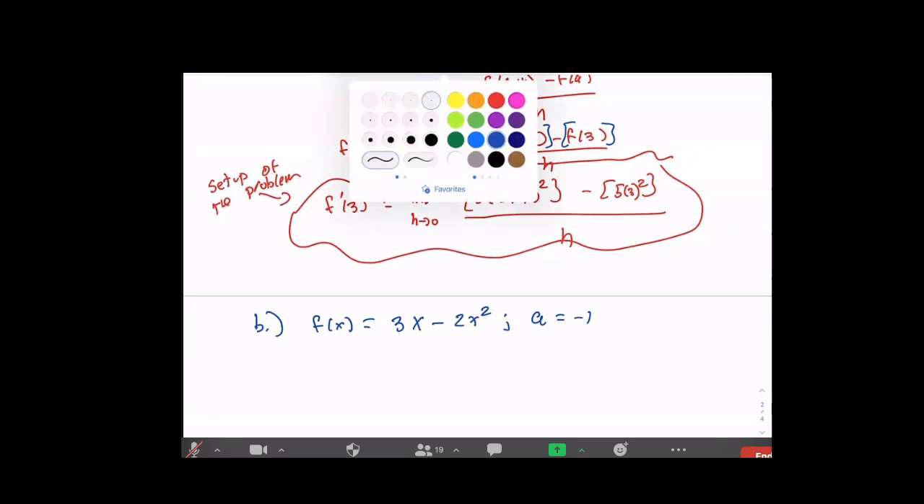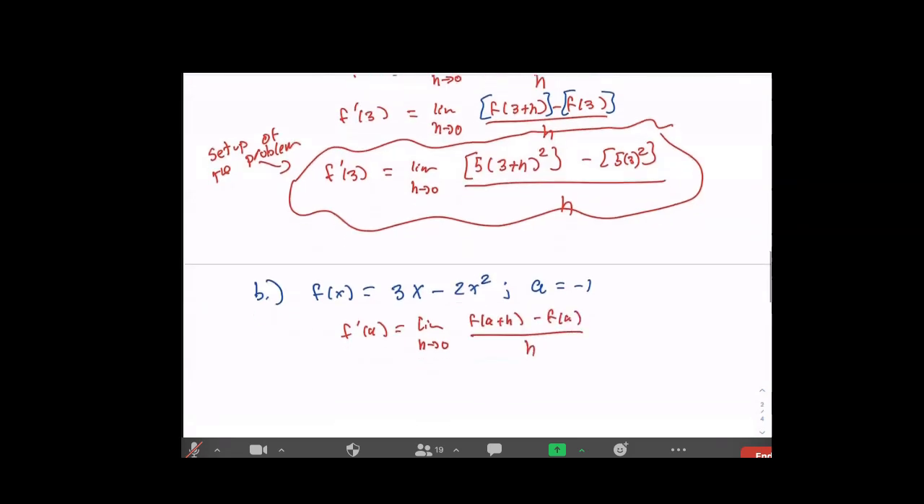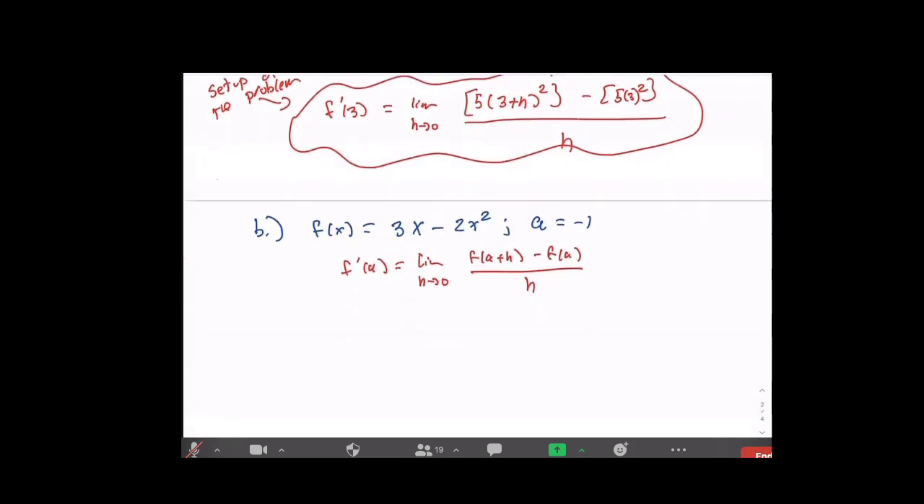What do I do first? Writing the general equation. Good. So f prime of A equals the limit as h approaches 0, f of A plus h minus f of A all over h. Good. Next. Don't you do f of 3 with parentheses of 3? Close, but we're not asking you to do it at 3 anymore.